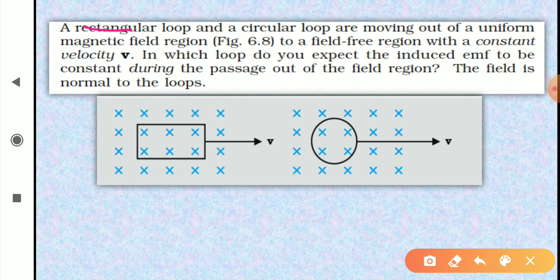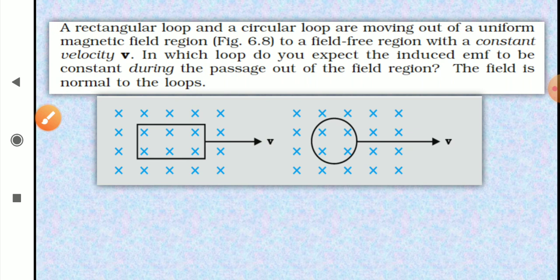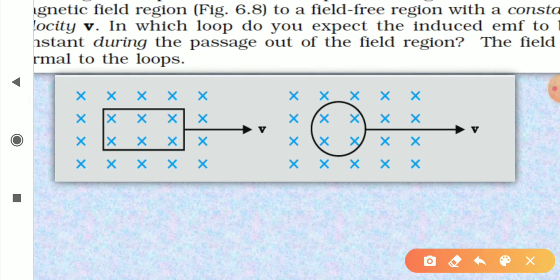A rectangular loop and a circular loop are moving out of a uniform magnetic field region, as shown in this figure, to a field-free region with a constant velocity v. In which loop do you expect the induced EMF to be constant during the passage out of the field region? The field is normal to the loop. So first let us try to understand the question.